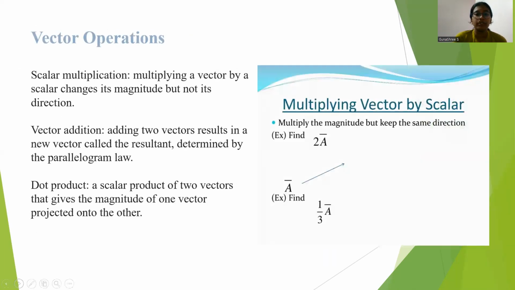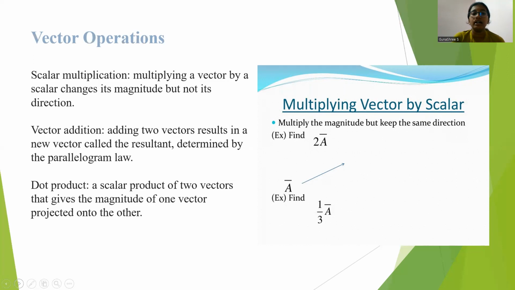So what are the vector operations? The first thing is scalar multiplication. Multiplying a vector by a scalar will only change the magnitude but not the direction of the quantity. Next is addition. Adding two vectors will result in a new vector, which is called the resultant. It will again be determined by the parallelogram law.